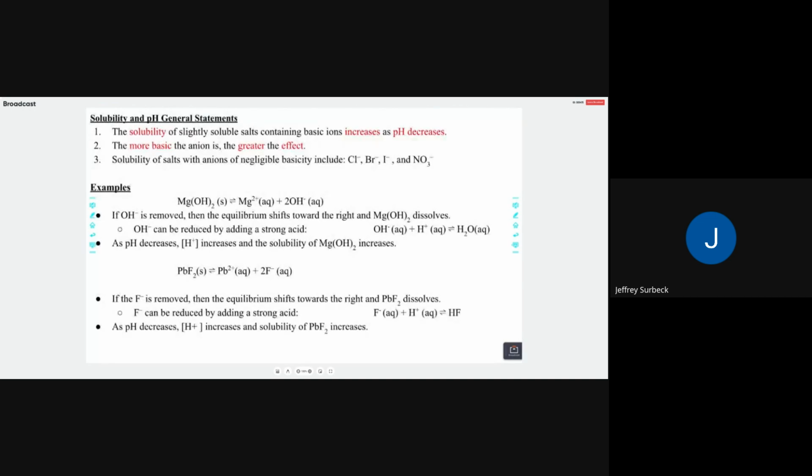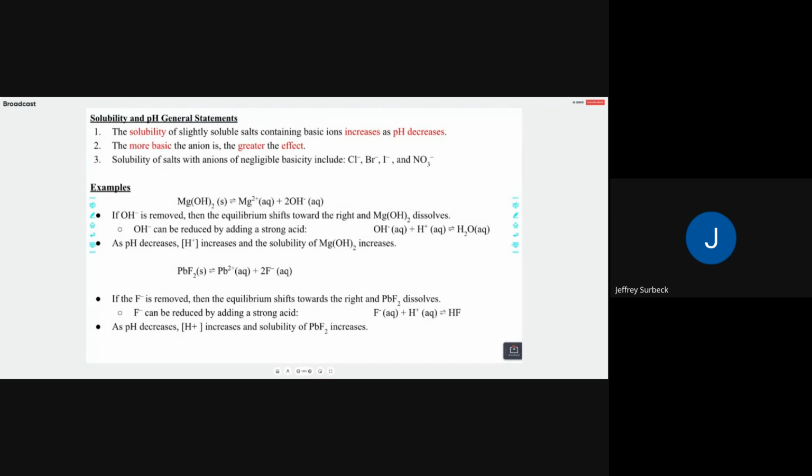All right. So solubility and pH. It depends what kind of pH we have, whether it's acidic or basic, how that's going to affect our solubility. So the solubility of a slightly soluble salt is actually going to increase as pH decreases. And you have to remember, it depends what solid substance is being dissolved. That's going to determine how much our particular pH is going to affect that solubility.